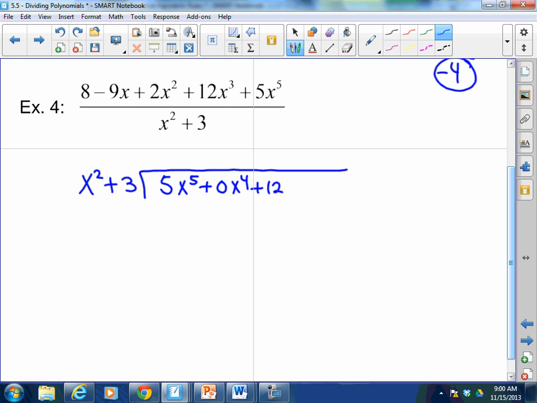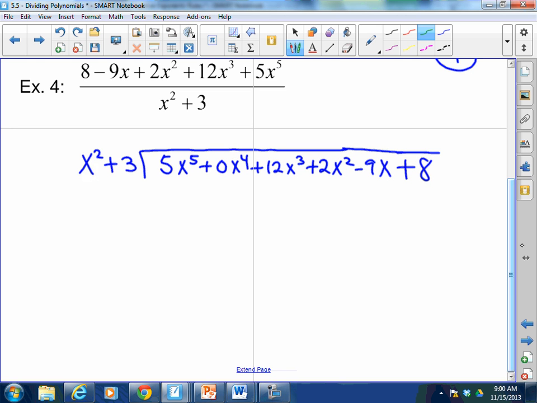Plus 12x cubed plus 2x squared minus 9x plus 8. It looks intimidating, but it's not. How many times does x squared go into 5x to the 5th? Huh? 5x cubed. Very good. Subtract the product. 5x cubed times x squared is 5x to the 5th. 5x cubed times 3 is plus 15x cubed. Okay. I don't need my x to the 4th, but sometimes I do, and I like to align it properly.